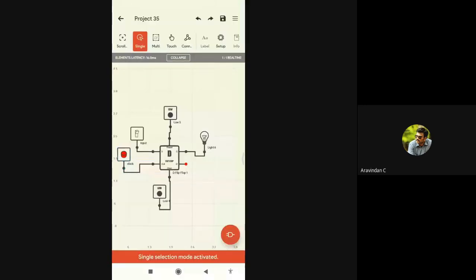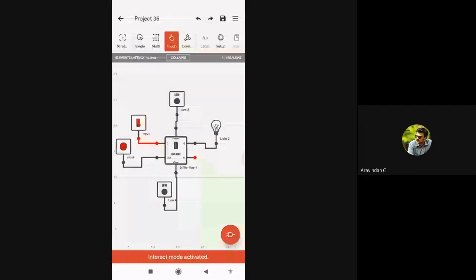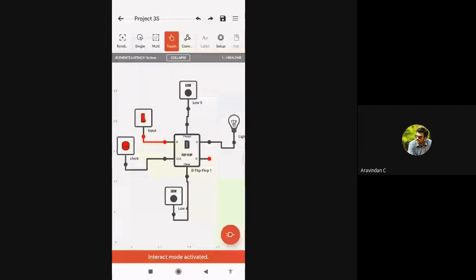Okay. Now somebody asked the question why I used a clock. Now I'm going to start the experiment. First, I'm going to make the input value 1. Now you can see that the switch is in red color. Now there is no data transmission. Now the input is ready. I have given the input to the input of the D flip-flop. But there is no transfer of data from the input to the output side.